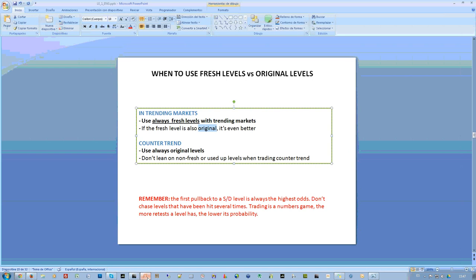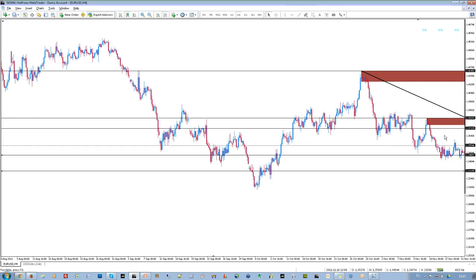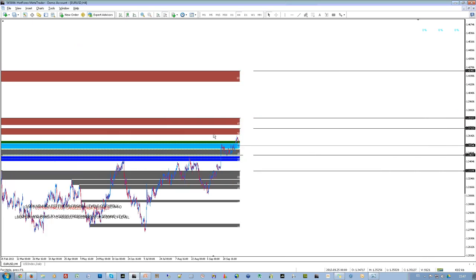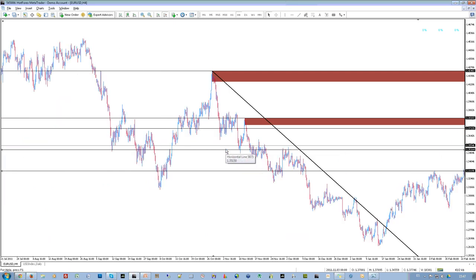And if they are original, okay, it's even better. But it is not necessary, it is not compulsory, okay? It is not mandatory. We just need a fresh level that has not been retested. So in order to assess if this level is fresh, we look down and right. Down and right, and it is fresh. Yes, it is fresh. So we can trade it. Oops, it should be down here. Yes. So we can trade it.